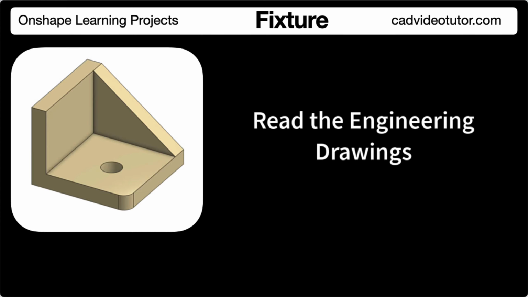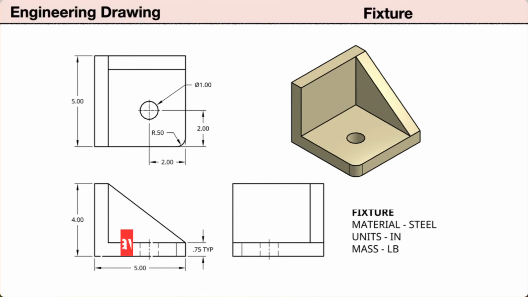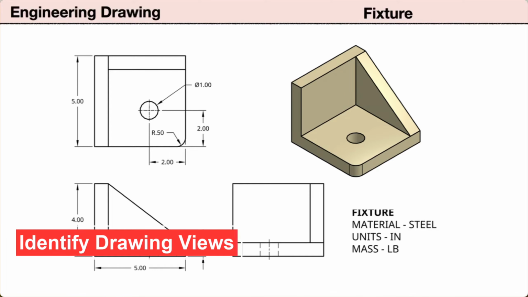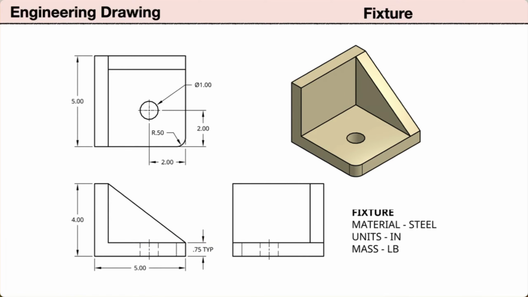In this segment, we'll read the engineering drawing for this part called a fixture. Let's start by identifying the views provided in the drawings. This drawing contains 2 standard view types to fully describe the shape and the size of this mechanical part. First, the isometric view shows a pictorial. This helps us visualize the part in 3 dimensions.